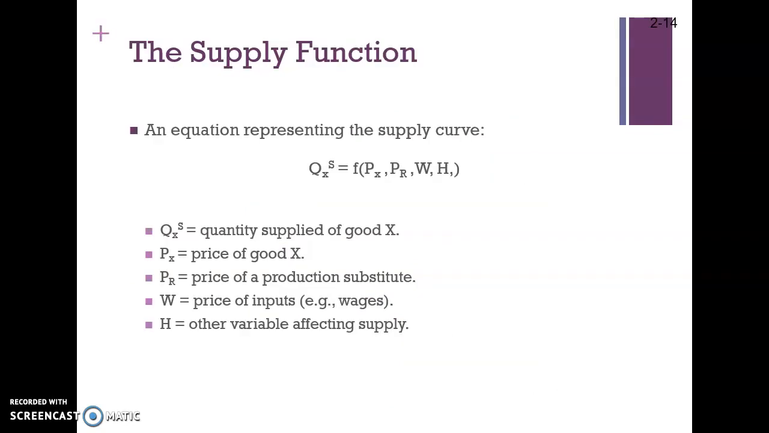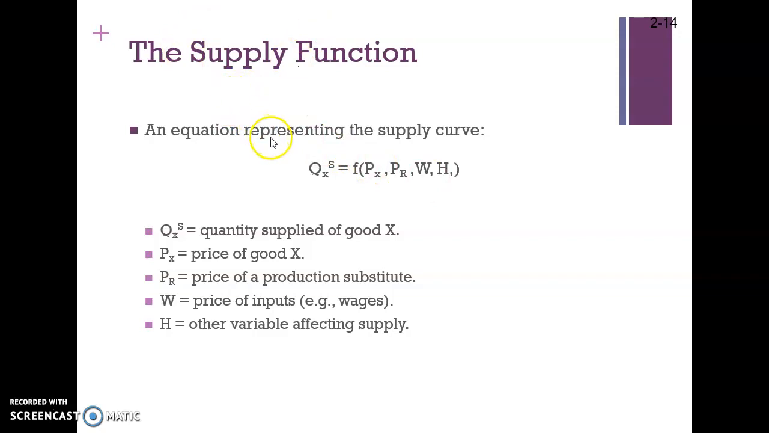Now, as we constructed the demand function, the same is the case for the supply function. The supply function is an equation representing the supply curve. Now, QXS represents the quantity of good X supplied, and it is a function of its own price, the prices of related goods, W, which stands for the prices of the inputs, and H, which stands for other variables affecting supply, whether the expectations, the number of firms, or any other thing. We can specify it like that.